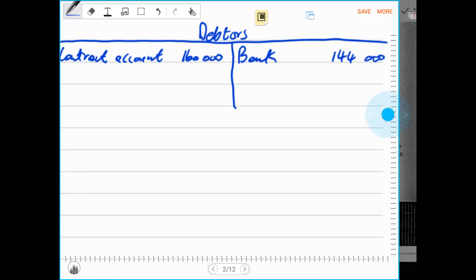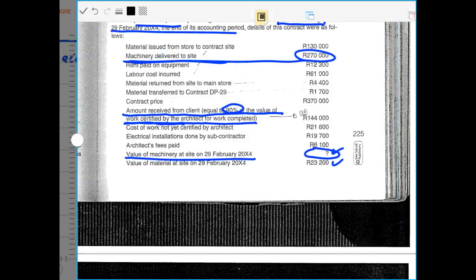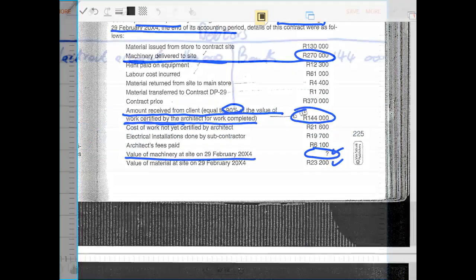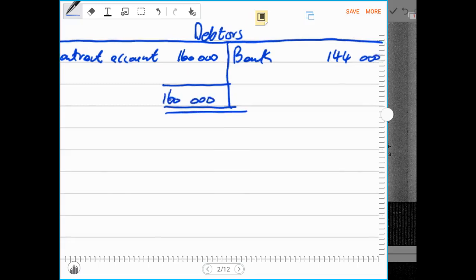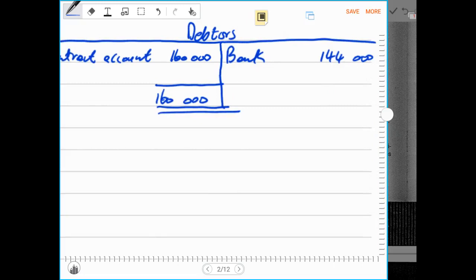That 144,000 rands was recorded in the information provided, where we received 144,000 rands instead of 160,000 rands. That means the difference will be a debtor, the difference between the two amounts. Therefore, we have to strike the difference and determine how much the debtor amount is. 160,000 rands will obviously be greater, so we bring that balance brought down, 160,000 rands.